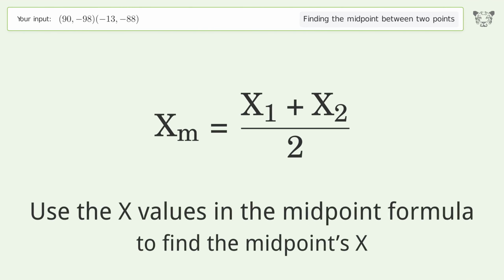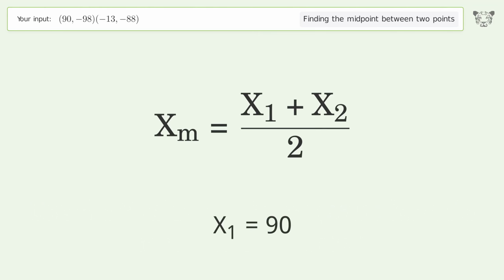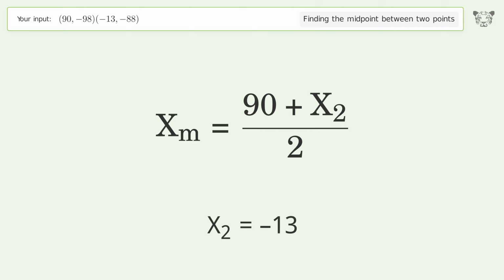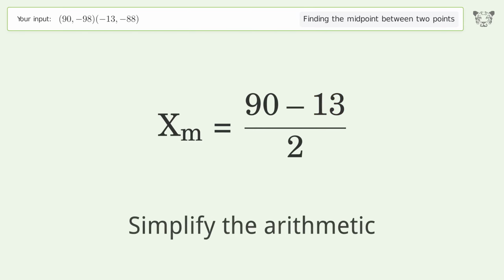Use the x values in the midpoint formula to find the midpoint's x. x1 equals 90. x2 equals negative 13. Simplify the arithmetic.